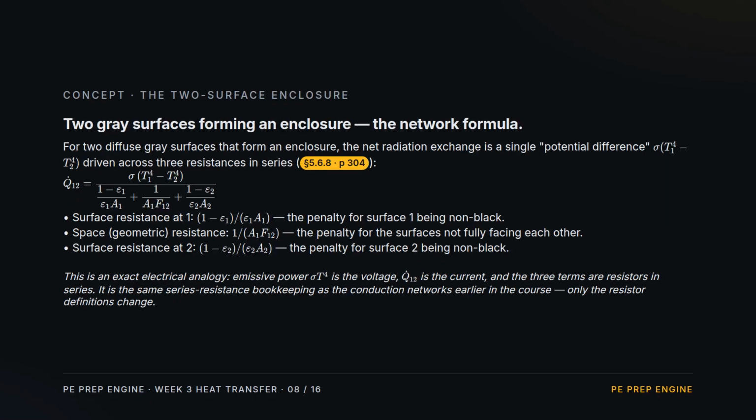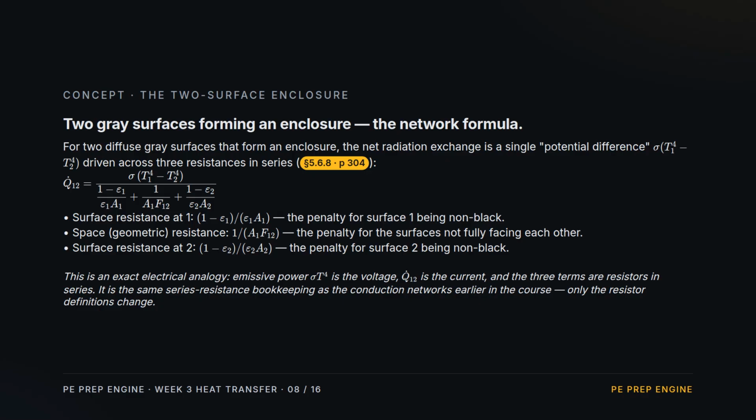Now the centerpiece. For two diffuse gray surfaces forming an enclosure, the net exchange is a single potential difference. Sigma times T1 to the fourth minus T2 to the fourth, across three resistances in series. The surface resistance at surface 1, the penalty for being non-black. The space or geometric resistance, the penalty for not fully facing each other, and the surface resistance at surface 2.